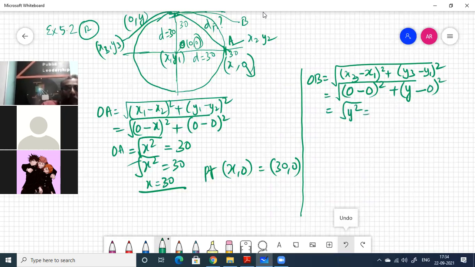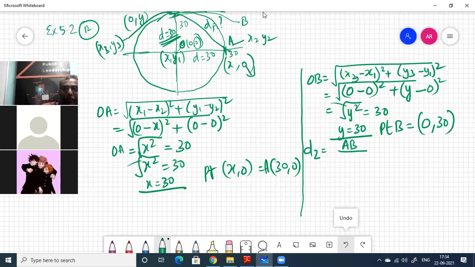This distance is how much? This distance is 30. So root of y squared is 30. Remove the root and cancel it with the square. That is y is equal to 30. That means point B is 0 comma 30. Point A is 30 comma 0. Point B is 0 comma 30. Now you have to find the distance between this point A and B.